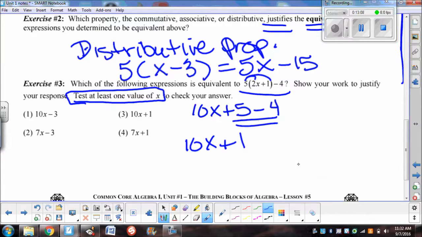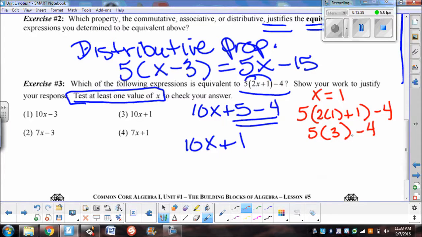So now they're saying, okay, we'll test a value. So I'm going to pick a nice value, a pretty easy value to work with. I might test 1 and see what happens. So when I put 1 into my original expression, I'm just doing the substitution now. Now I've got to do a little mental math here. So I know my parentheses, 2 times 1 is 2 plus 1 gives me 3. 15 minus 4 is 11. All right, so I know that that equals 11 when I plug 1 into my original expression.